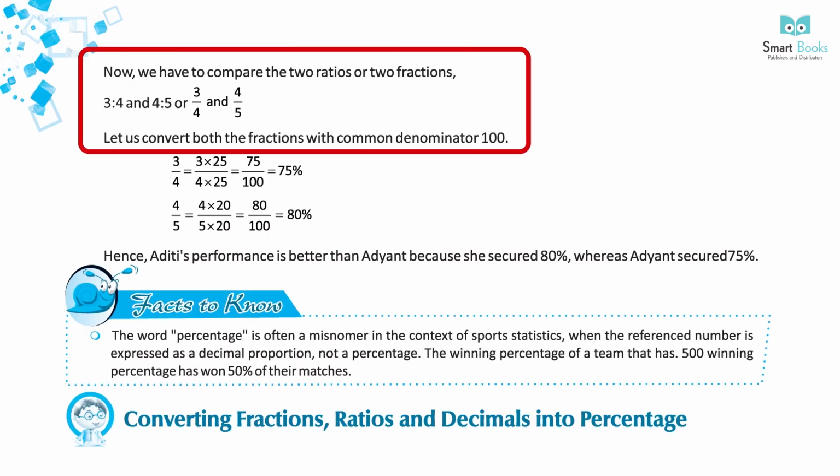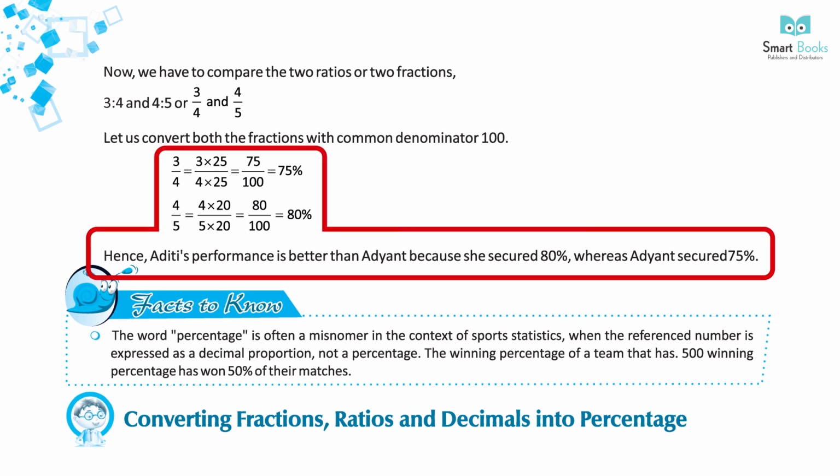Now we have to compare the two ratios or two fractions, 3:4 and 4:5, or 3 upon 4 and 4 upon 5. Let us convert both the fractions with common denominator 100. 3 upon 4 is equal to 3 into 25 upon 4 into 25, is equal to 75 upon 100, is equal to 75%. 4 upon 5 is equal to 4 into 20 upon 5 into 20, is equal to 80 upon 100, is equal to 80%. Hence, Aditi's performance is better than Adyant because she scored 80%, whereas Adyant secured 75%.